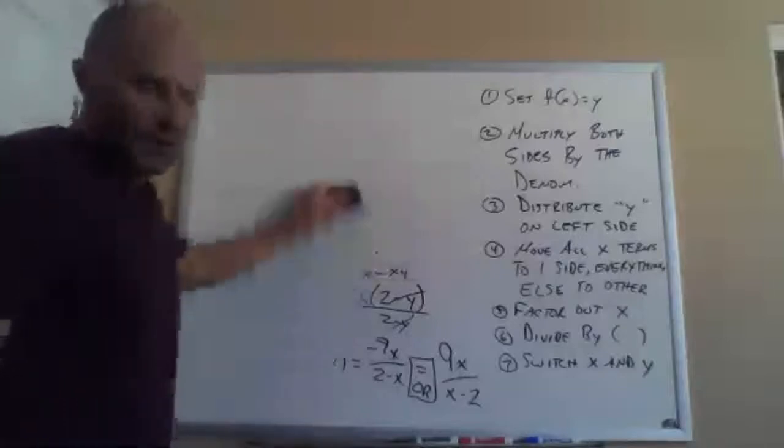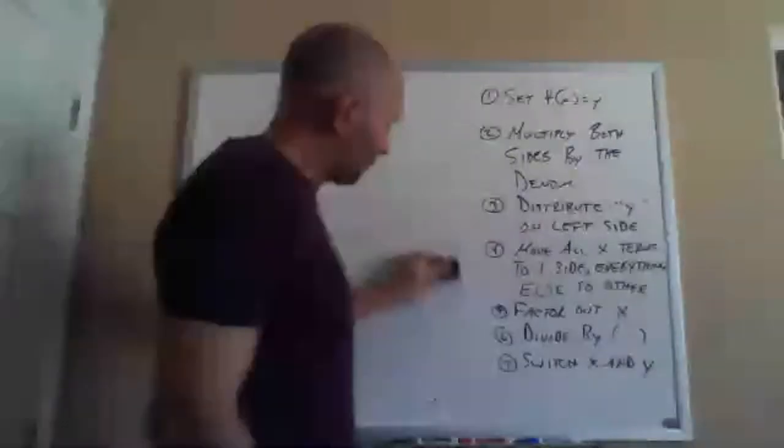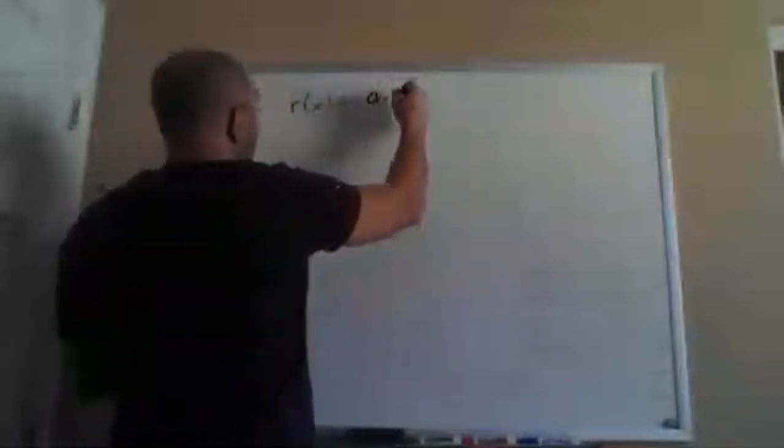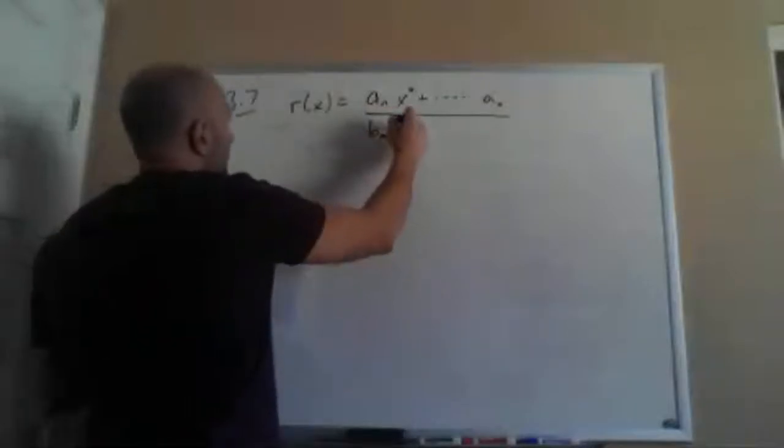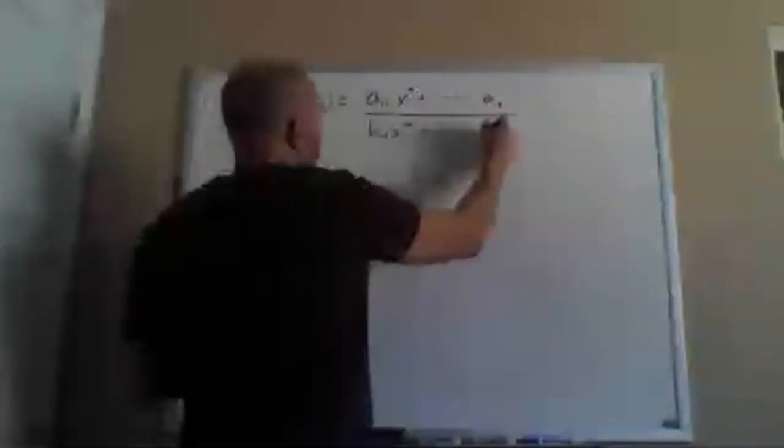All right, so 3.7 is our rational function. And we're going to be dealing with, so 3.7, we have some rational function. Let me see what notation I used here. So we have a_n x to the n plus a bunch of stuff until we get the constant at the end, a0. And then b_m x to the m plus a bunch of stuff plus b0 at the end.